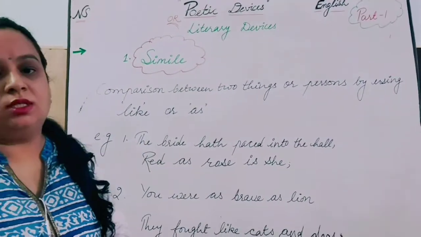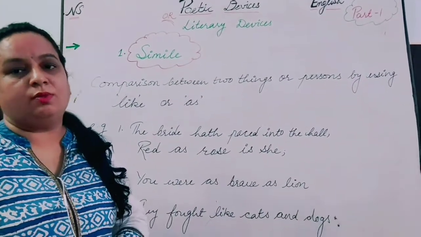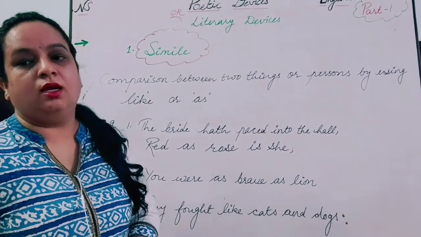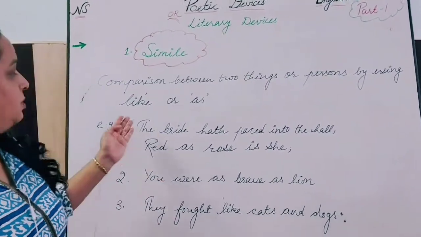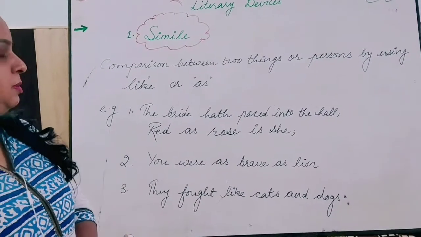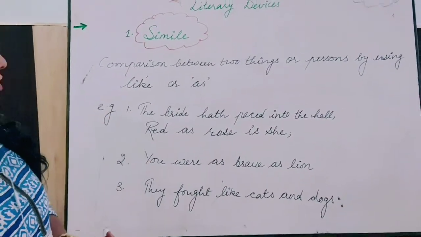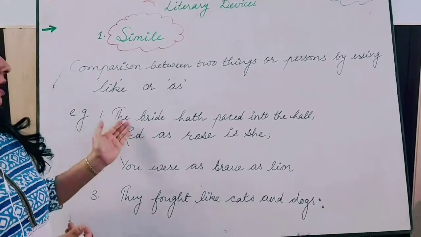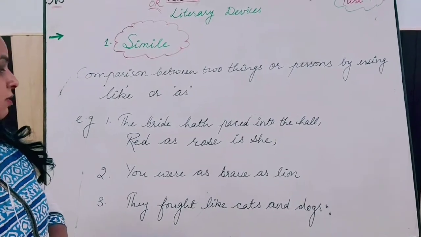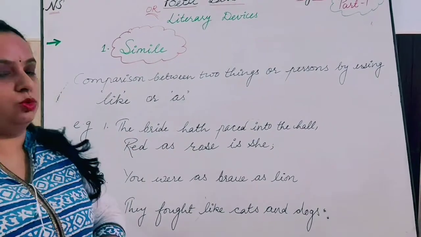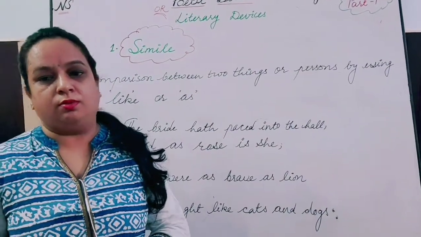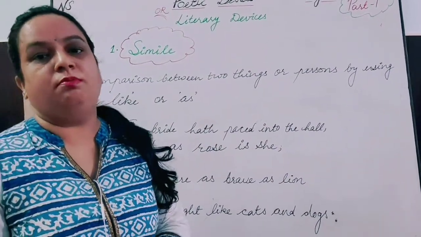So let's know what simile is. It is the comparison between two things or persons by using like or as. Let's see some examples of simile. I have taken one line of a poem here. The bride hath paced into the hall, red as rose she is. This line is taken from the poem Rime of the Ancient Mariner.